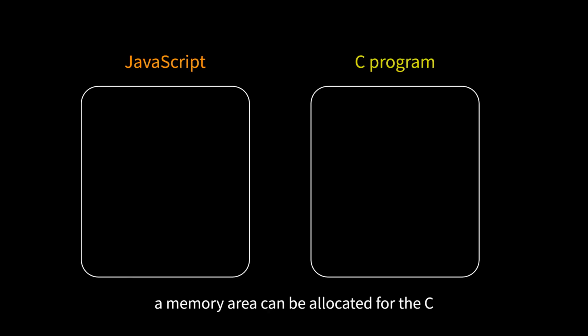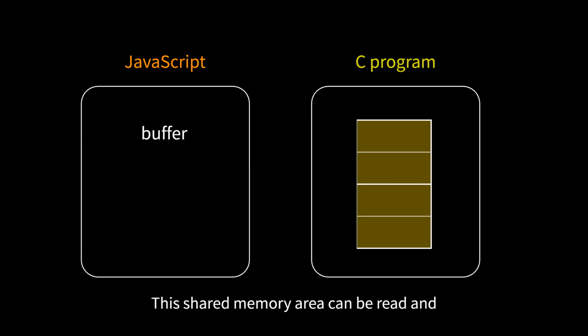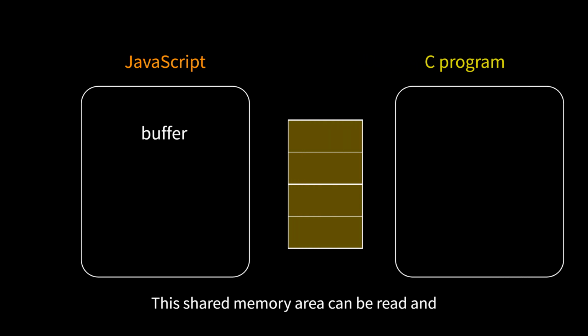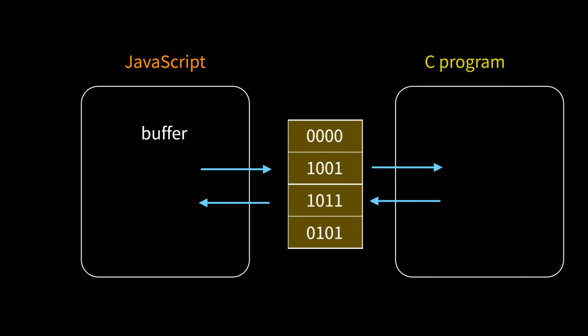When JS is running, a memory area can be allocated for the C program. For JS, it is a buffer variable. This shared memory area can be read and written by both parties. The essence of reading and writing here is just numbers. Let's look at two typical examples.